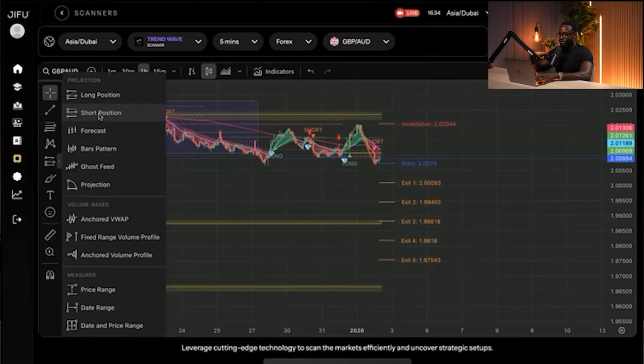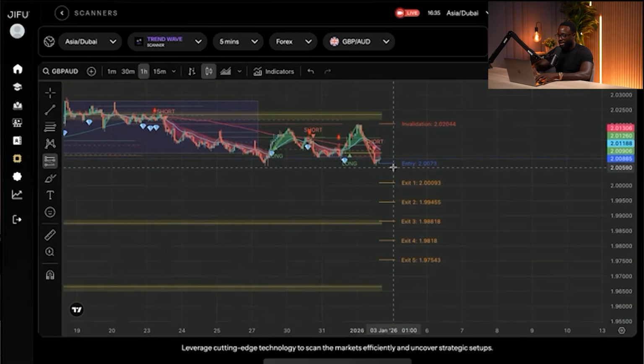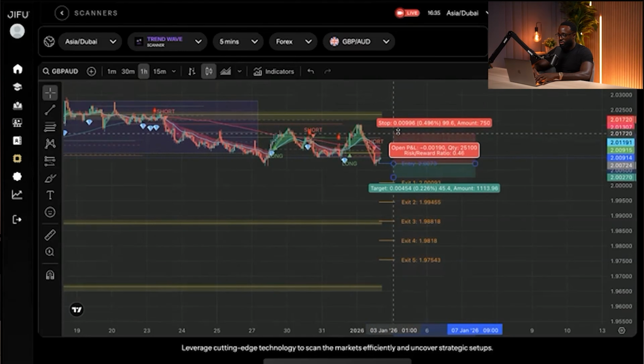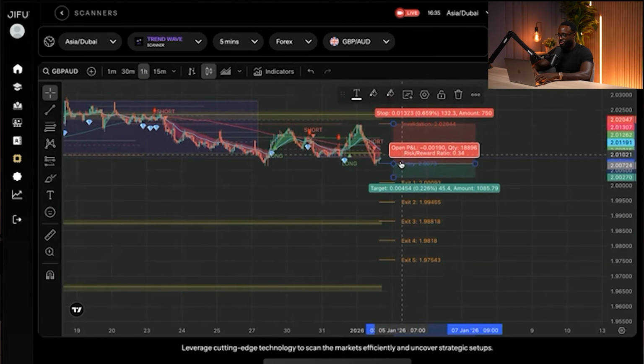So again, I'm going to find my tool, but this time I'm going to go for a short position. Long position was for a buy, short position is for a sell. So I'll click on it. I'll hover around the entry and I'll click. And then again, I'll roll my stop loss all the way up to invalidation.